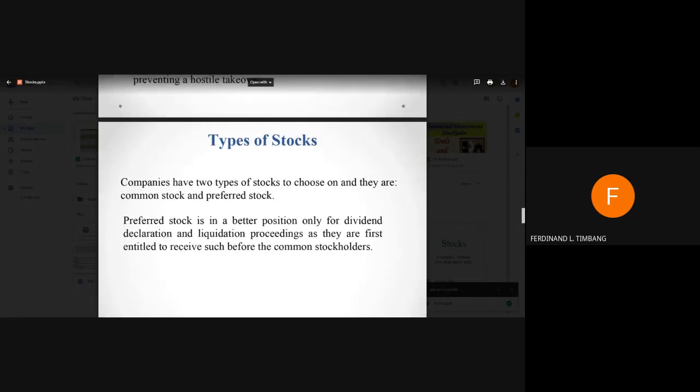Okay, so yung types of stocks natin, binanggit na rin natin kanina, we have the common stock and the preferred stock. So yung preferred stock is in a better position only for dividend declaration and liquidation proceedings, as they are first entitled to receive such before the common stockholders. Okay, yan yung preference nila pagka preferred stock. Yan yung dividend lang at saka yung liquidation. And when we say liquidation, yan yung magko-close na yung company.